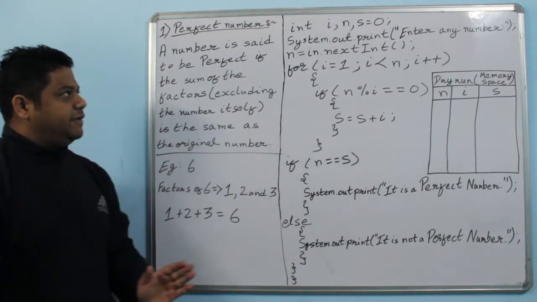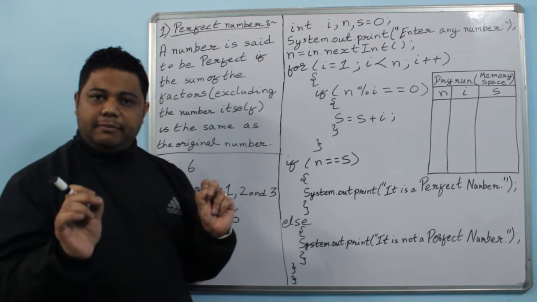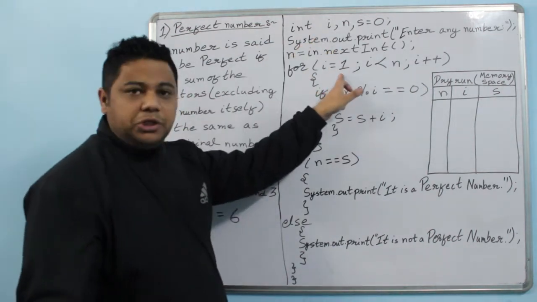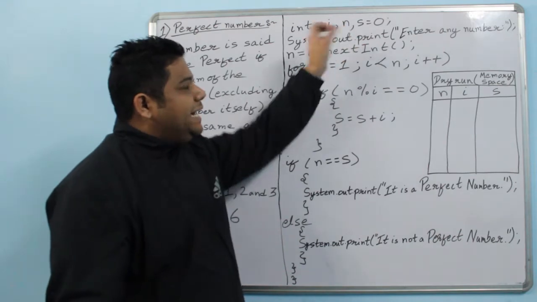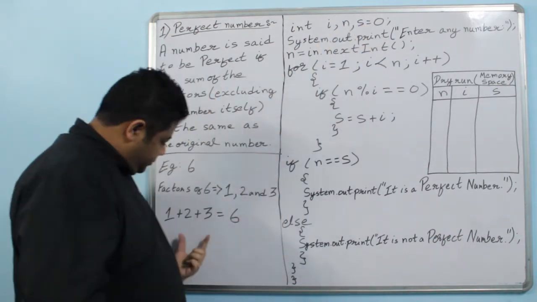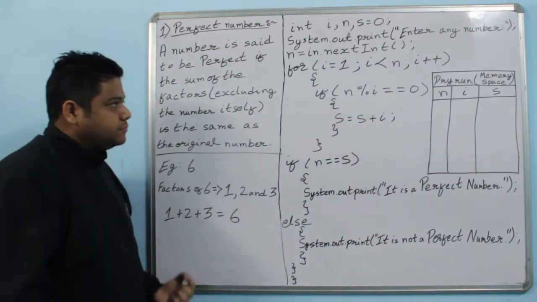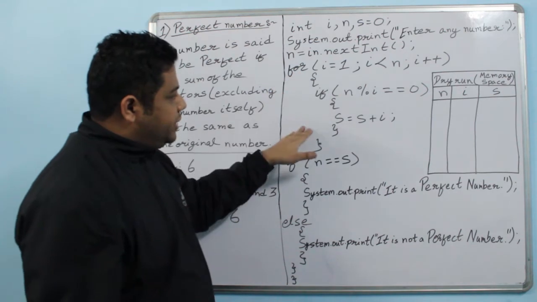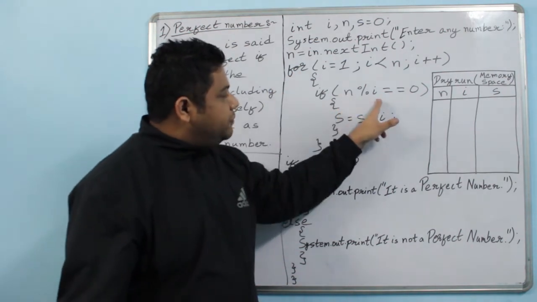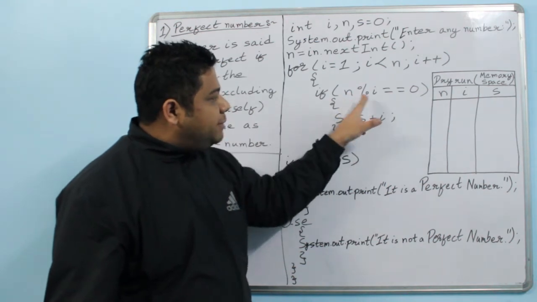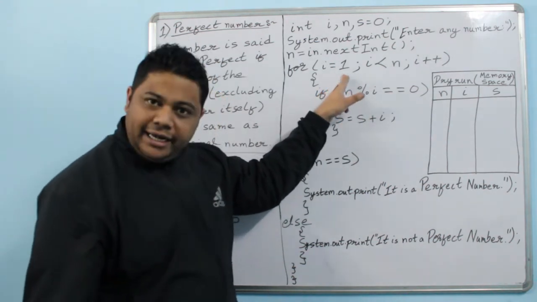So over here the technique is very different from the breaking the number programs. Let's have a look. I have taken a variable i to use in the loop, variable n to get a number from the user, and s to calculate the sum of the factors. I have taken the value of n from the user. I have made a loop over here, and the if statement is n modulus i equals to 0. So n is the number and i is the loop variable that starts from 1.